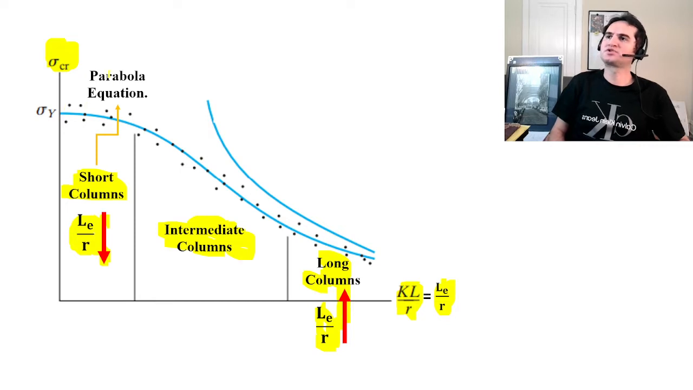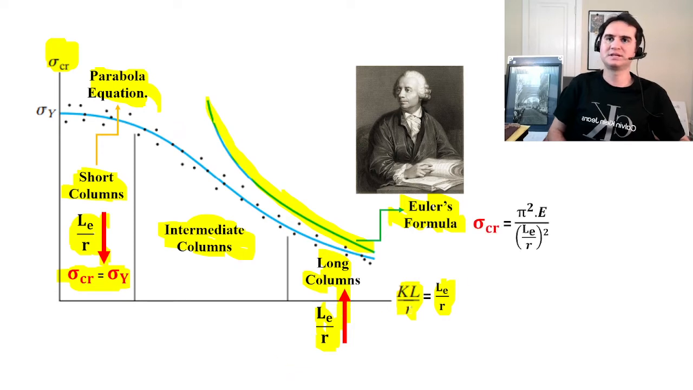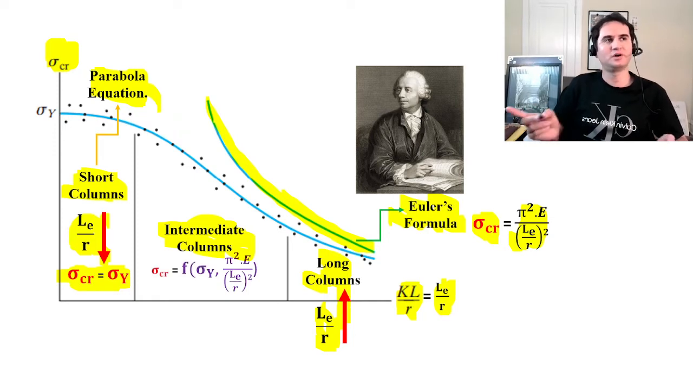For the first part, short columns, you can estimate the behavior of the critical stress from a parabola equation. For long columns, instead, you can go by Euler's formula, which is this curve, and we'll talk about Euler's formula in a second. So again, in short columns, critical stress is a function of yield stress. In long columns, critical stress goes by Euler's formula, and the middle one is a more complicated case in comparison to the other two; critical stress is a function of both of them.